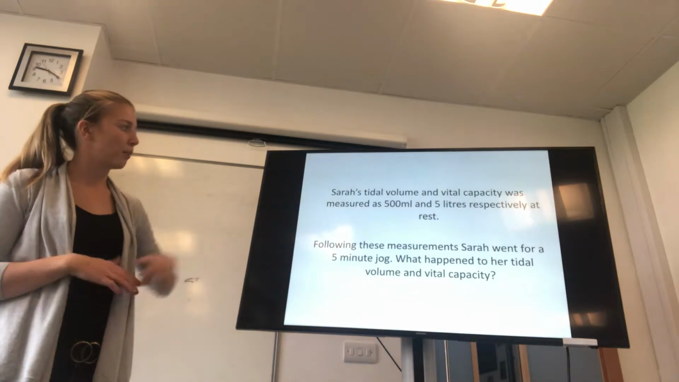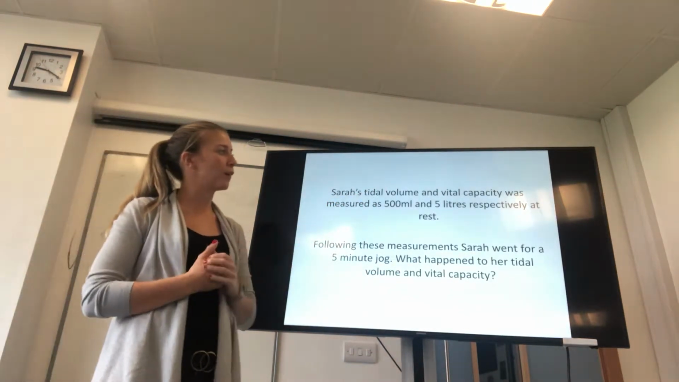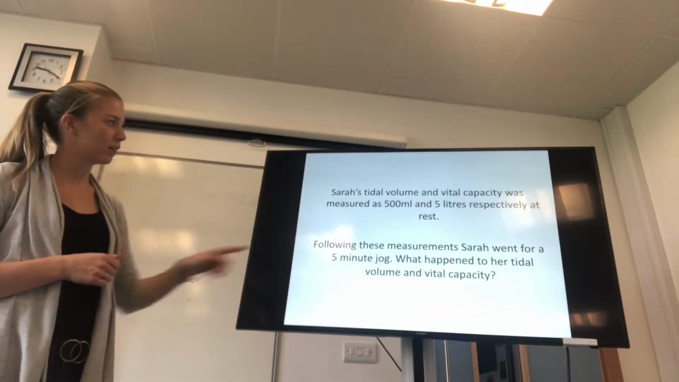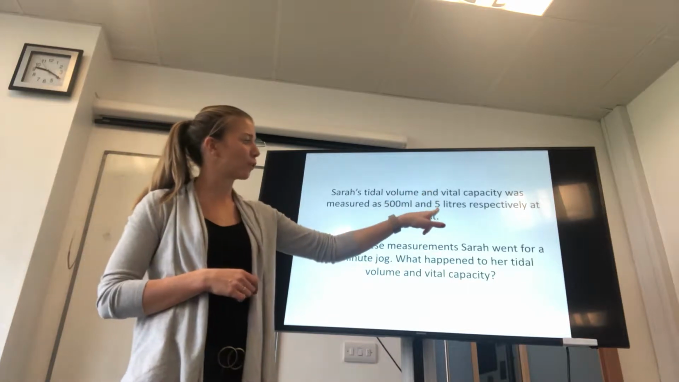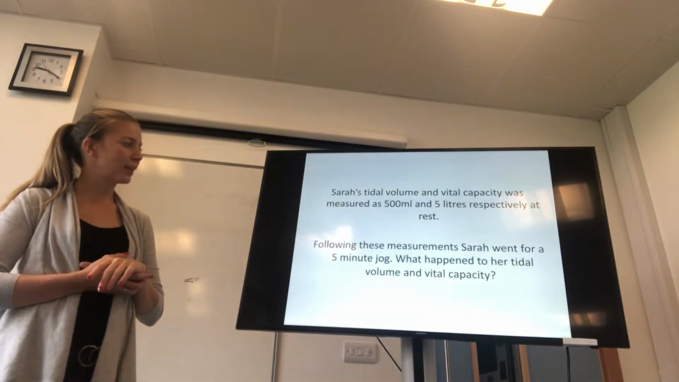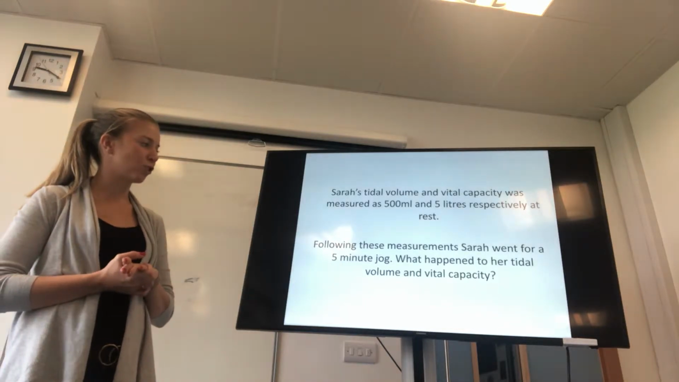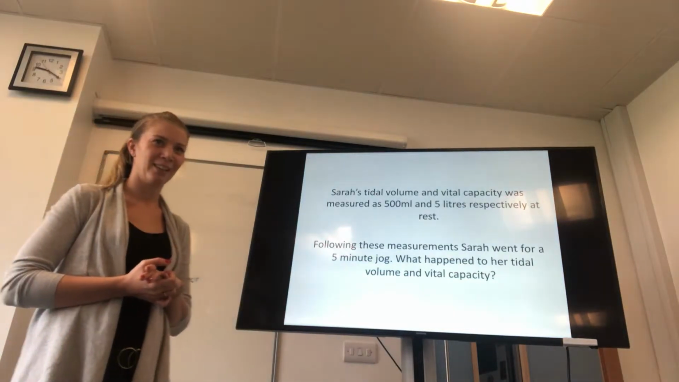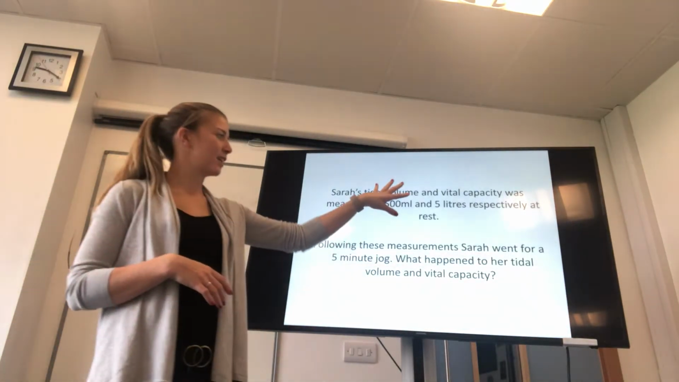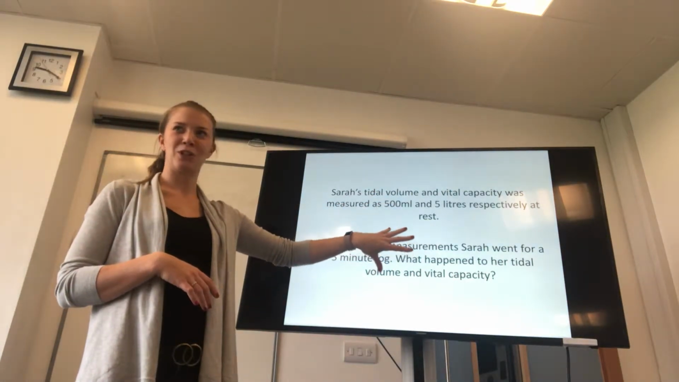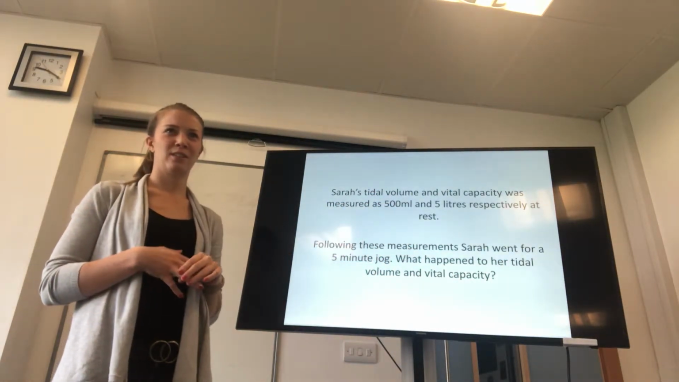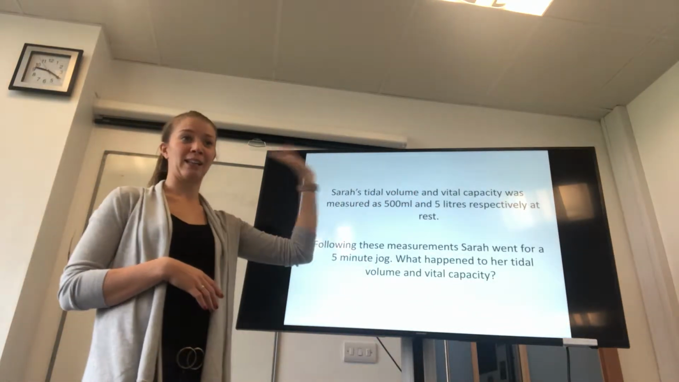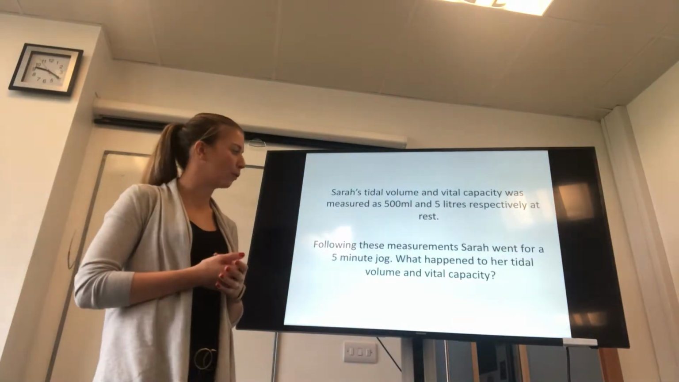So this is a little question that might come up. Sarah's tidal volume and vital capacity were measured as 500 millilitres and 5 litres respectively at rest. So her tidal volume is 500 millilitres and her vital capacity is 5 litres. Following these measurements, Sarah went for a 5-minute jog. What happened to her tidal volume and vital capacity? We've measured these when she's resting, and now she's gone for a 5-minute jog. What's happened? It wouldn't matter how fit Sarah is. I don't want you to work out anything. Has it increased, decreased, or stayed the same?